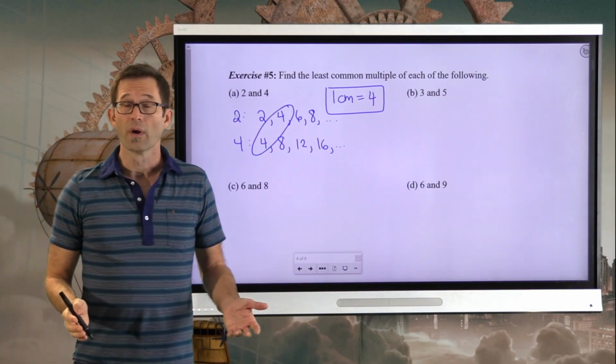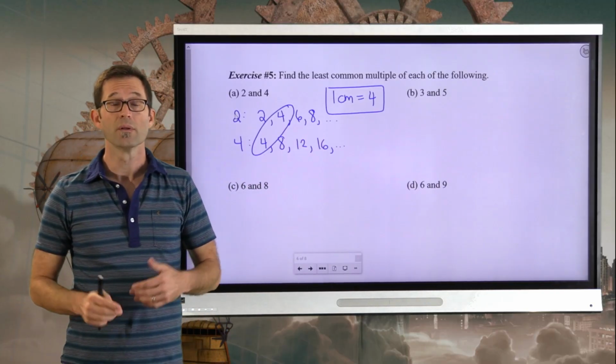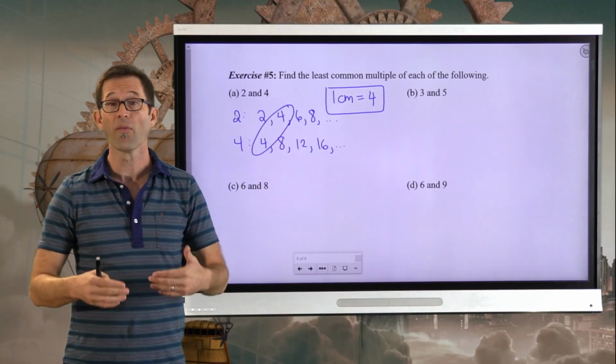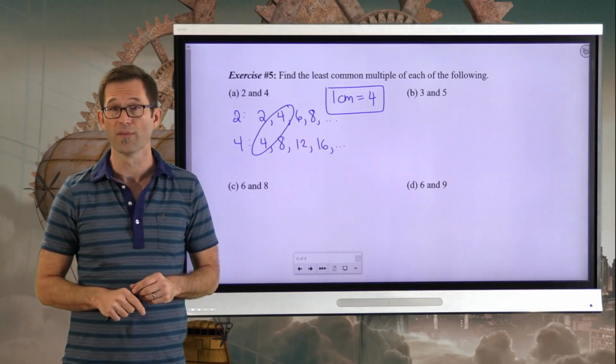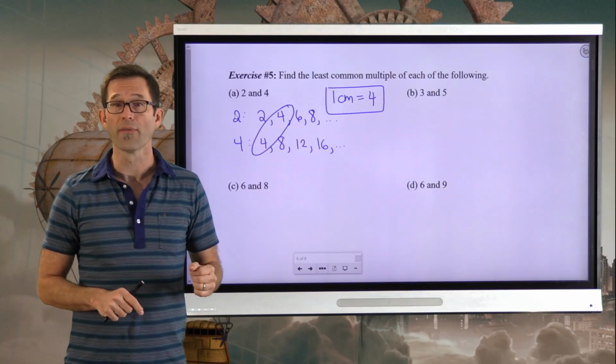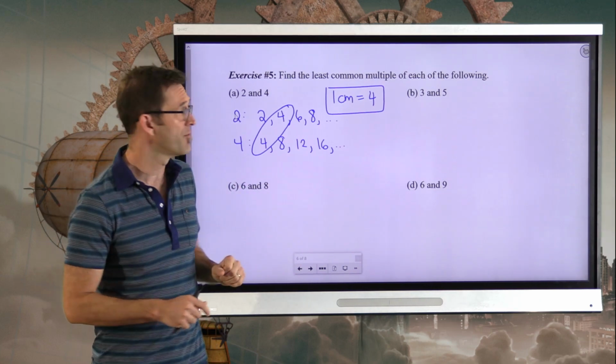There you have it, right? If I just list out the multiples of each of the two numbers, then I can find all of them that are common and find the smallest one that is common between the two. Let's do one more together and then have you do C and D on your own. So let's take a look at 3 and 5.